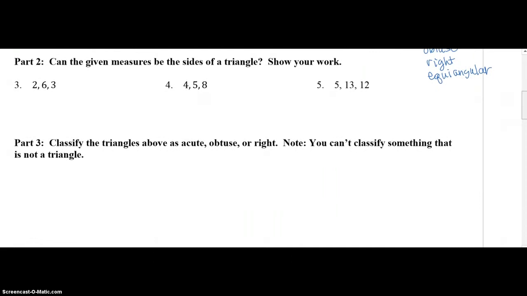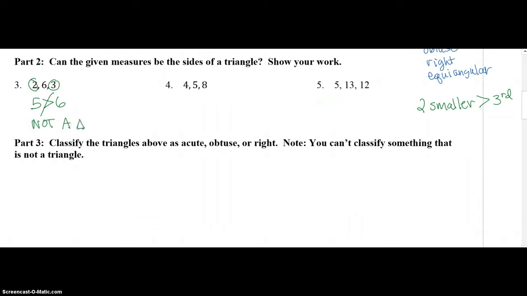Okay, so let's look at part 2. Part 2 says, can the given measures be the sides of a triangle? Show your work. Now, to be the sides of a triangle, the two smaller sides must add up to be greater than the third side. Okay, so if you look, 2 and 3 are the smaller sides, so 5 must be greater than 6. Is that true? No, so this is not a triangle.